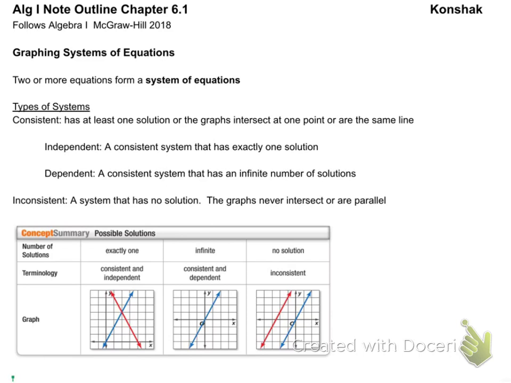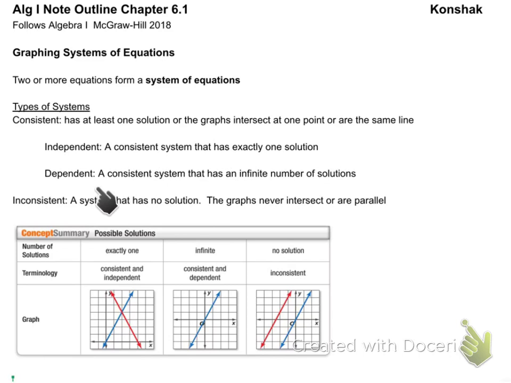Now there are two types of consistent graphs. So consistent means answers. There are solutions. Now the way I kind of think of this is that if I think I am independent, that means that I can do things all alone, right? And if I'm alone, there's only one. If I'm independent from everything else, there's only one of me. So therefore, if I am consistent, that means I have solutions. If I'm independent, I am a consistent system that has only one solution. So independent is one solution.